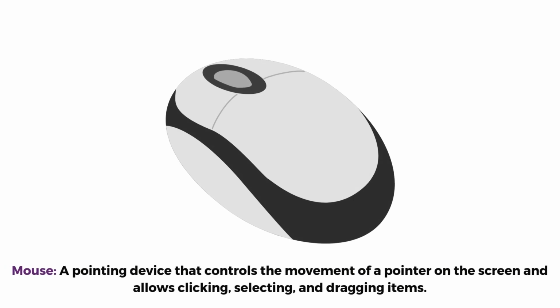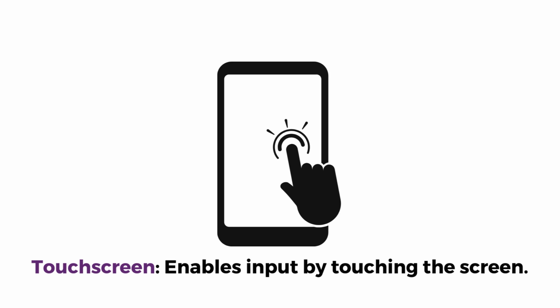Mouse, a pointing device that controls the movement of a pointer on the screen and allows clicking, selecting, and dragging items. Touchscreen, enables input by touching the screen.